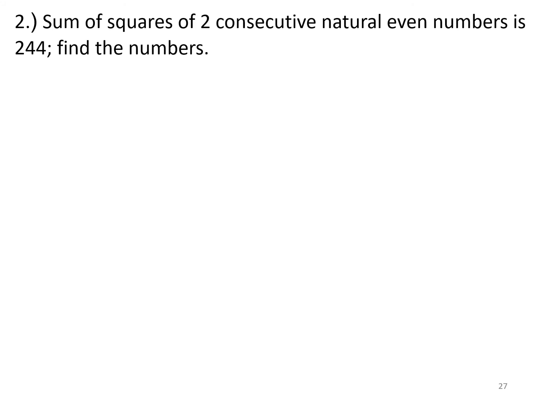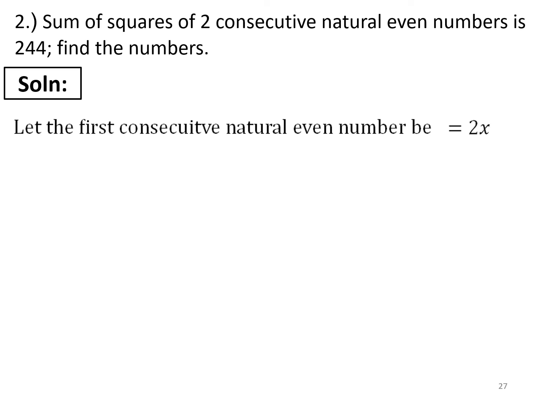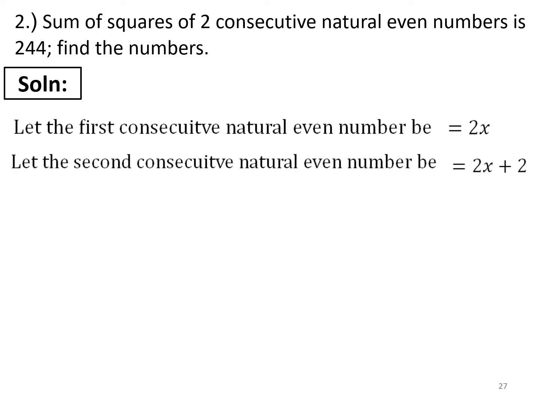Second question. Sum of the square of two consecutive natural even numbers is 244. Find the numbers. So we'll consider the first consecutive natural number to be 2x. Since it is written as natural even number, we take it as 2x. And the second consecutive natural number will be 2x plus 2.